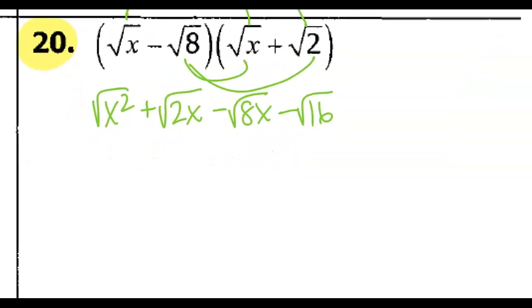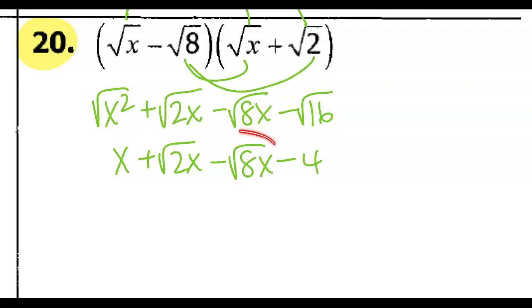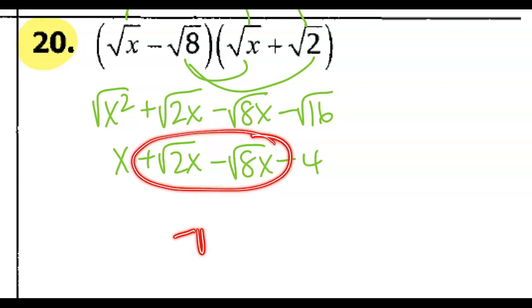Well, let's first see if I can combine anything or maybe simplify anything. Well, I will tell you the square root of x squared and the square root of 16 can simplify. Square root of x squared is just x. Square root of 16 is just 4. So I now need to see, can I combine both of these here? I did have one student earlier tell me that the square root of 6x would be your answer.